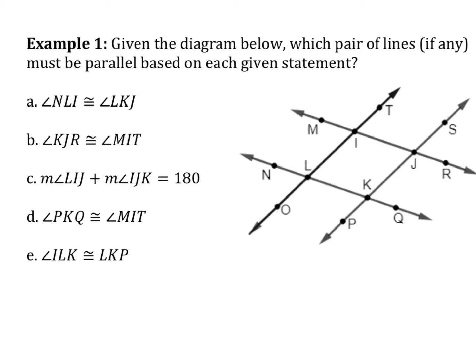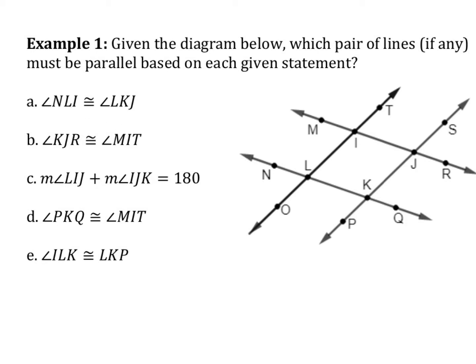Now in this first example, we can see we have this diagram. It's kind of a complex diagram. It's got four lines that are crossing each other. And our job is to look at each of these pairs of either congruent angles, or in this case a couple angles that add up to 180, and decide, does that make a couple lines have to be parallel to each other? So in A, it says that angle NLI is congruent to angle LKJ.